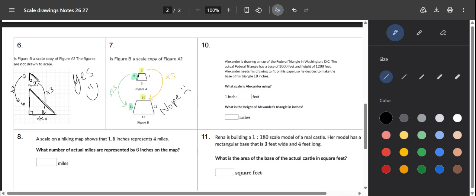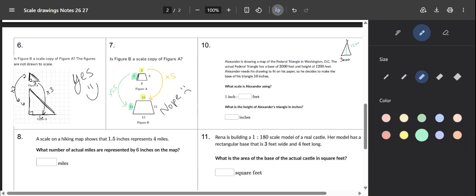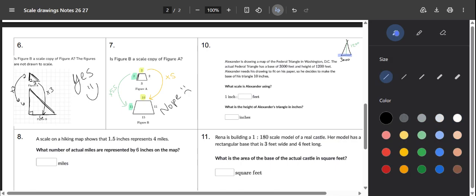All right, number 10. Alexander is drawing a map of the Federal Triangle in Washington, D.C. Immediately, I'm thinking, okay, Federal Triangle, let's picture that. It is a triangle. The Federal Triangle has a base of 3,000 feet and a height of 1,200 feet. Alexander needs his drawing to fit on his paper, so he decides to make the base of his triangle 10 inches. The base is this amount right here. So I've got to figure out, if I'm going from 3,000 feet to 10 inches, that's obviously a bit of a change, right? They want to know what scale he is using.